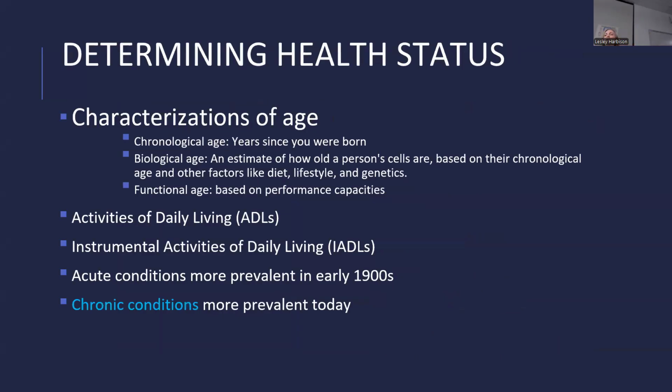So this is the characterization of aging. Chronological years is your actual age, how many years you've been on this earth. The biological age is an estimate of how old a person's cells are based on their chronological age and other factors like diet, lifestyle, and genetics.